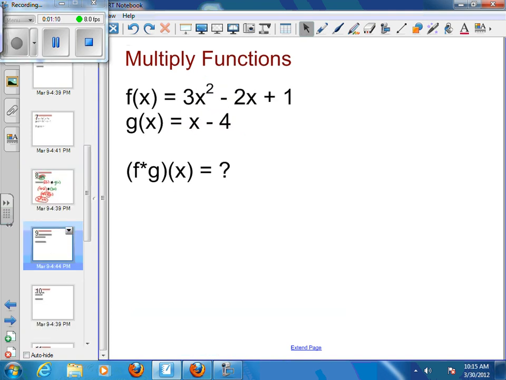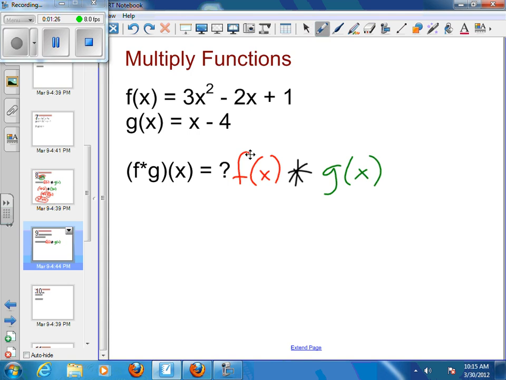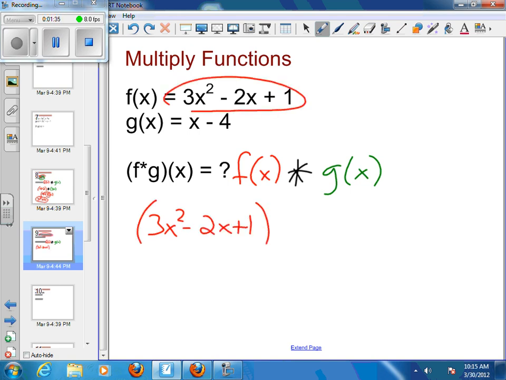Let's do a little bit more complex one. So if I want to again take f times g of x, I take my f of x, whatever my f of x is, and I multiply it by whatever my g of x is. So I'm going to grab my f of x. My f of x is going to be the 3x squared minus 2x plus 1. All of this is my f of x. And I'm going to multiply it by whatever my g of x is. My g of x is this x minus 4.